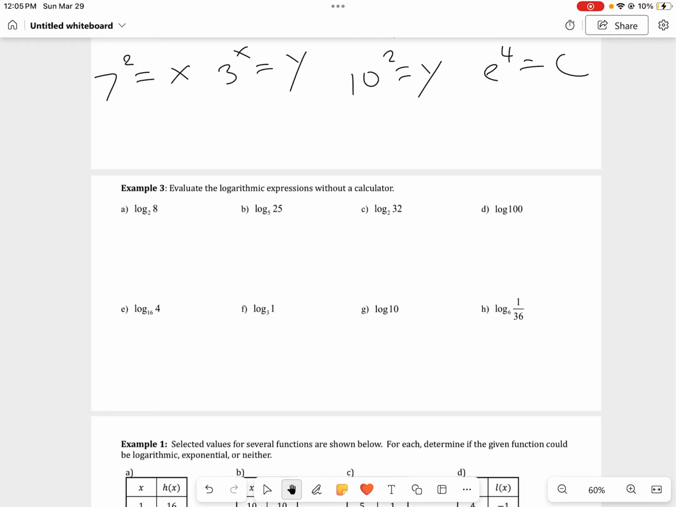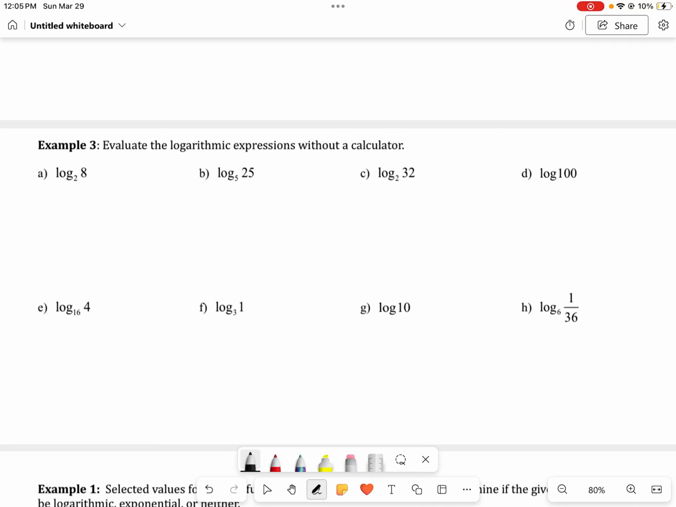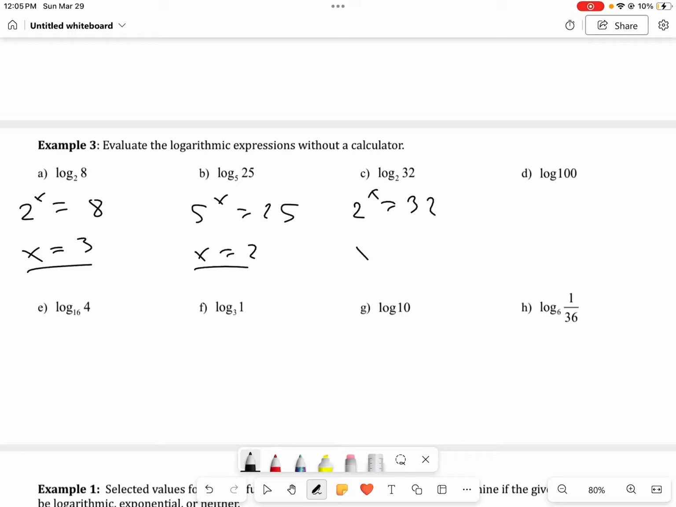Okay, this one right here, let me zoom out. So we're just solving. This is 2 to the power of x equals 8. That means that x is 3. Right here, 5 to the power of x is 25. That's 2. 2 to the power of x equals 32. That's 5. 10 to the power of x equals 100. That's 2.